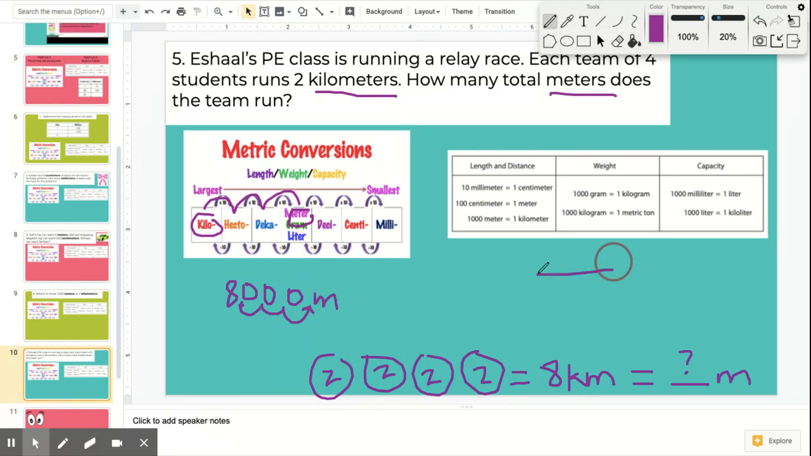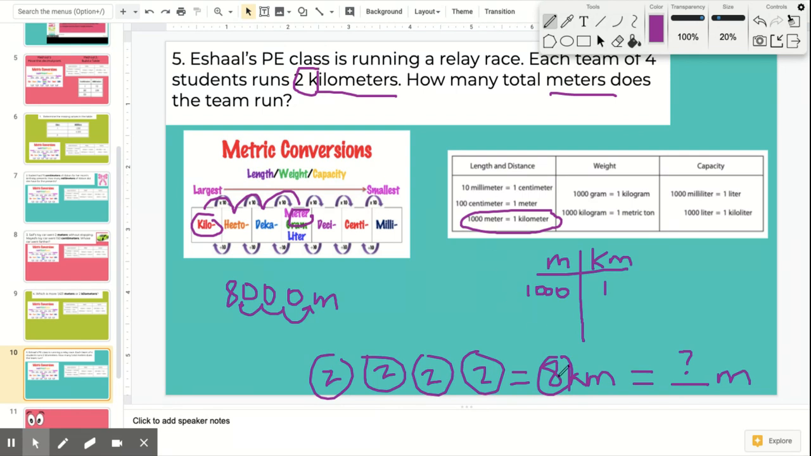So if you like the table better, this is what that would have looked like. You are converting meters and kilometers. Doesn't matter which side is which, remember. And the conversion is right here. So I had 1,000 meters is equal to 1 kilometer. Okay, well, I have a total of 8 kilometers. Okay, remember, not just a total of 2 like the word problem says. This was a 2-step problem. So you had to figure out 2 things.